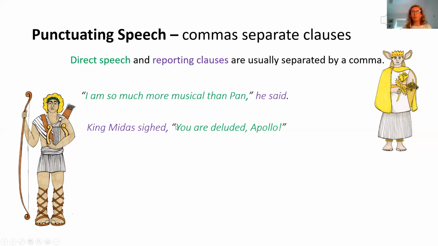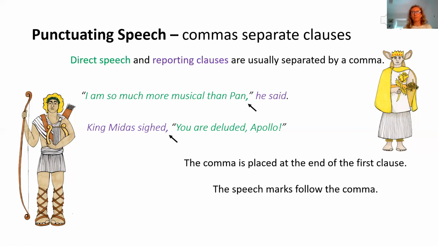And then it is always followed by inverted commas or speech marks. So the comma is always placed after the first clause. You can see where the arrows are, and the speech marks follow the comma.